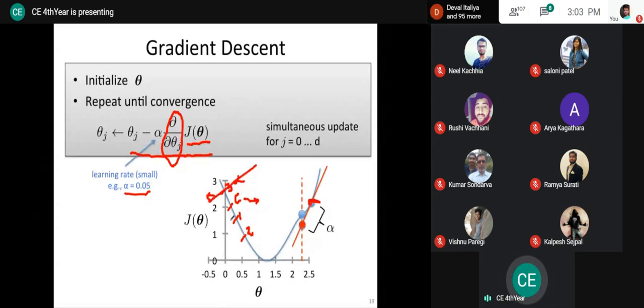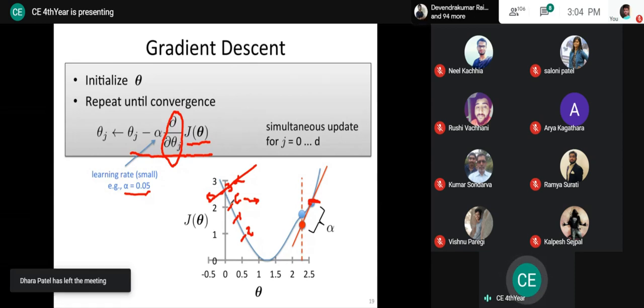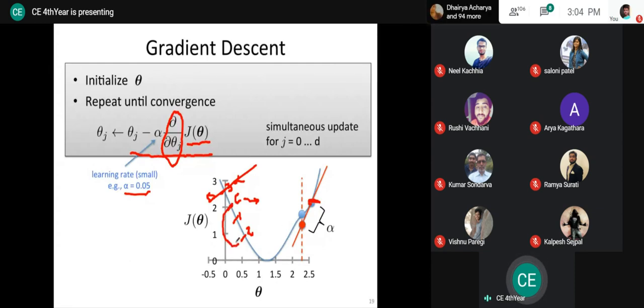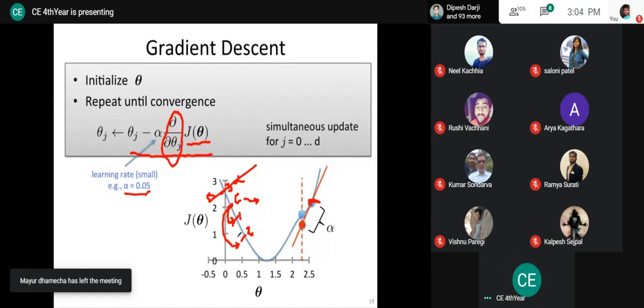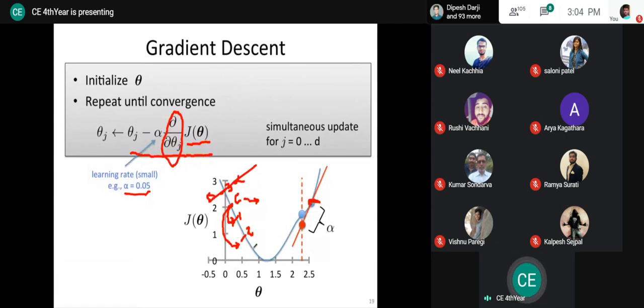So it may reach point 1 or point 2, depending on the value of alpha. This alpha helps you decide, whenever you update the theta value from the current point, how far you want to jump, whether to point number 1 or point number 2. The higher the value of alpha, the larger the jump is. It indicates how much you want to jump towards convergence.